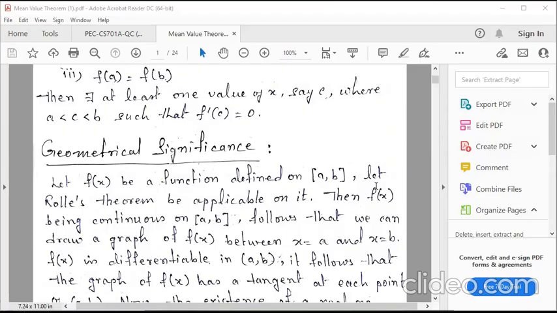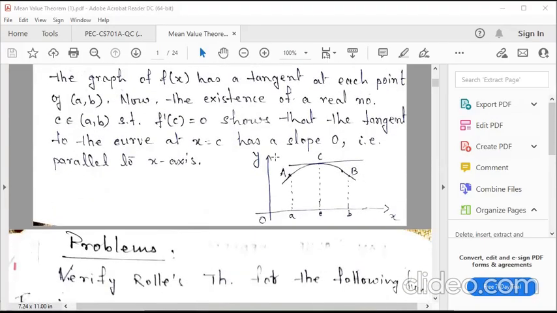Right. So slope becomes equal to 0. What does it signify? Slope equal to 0 means the angle between the tangent and the x-axis becomes equal to 0. That means the tangent at the point C is parallel to the x-axis. Clear? So this is all about the geometrical significance of Rolle's theorem, right?